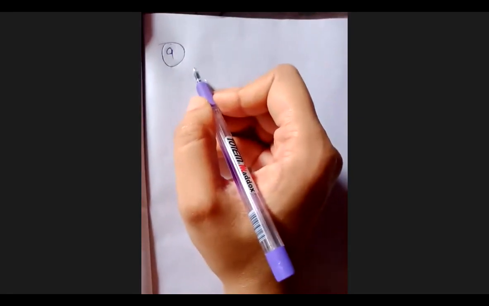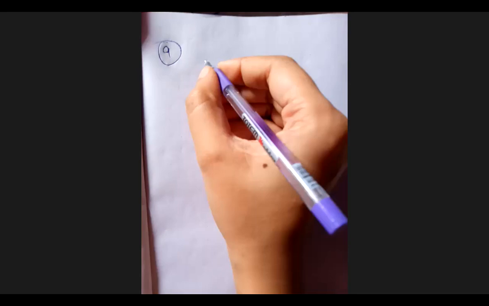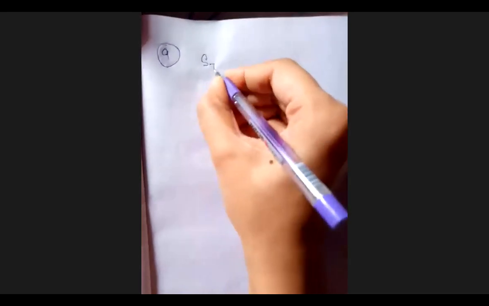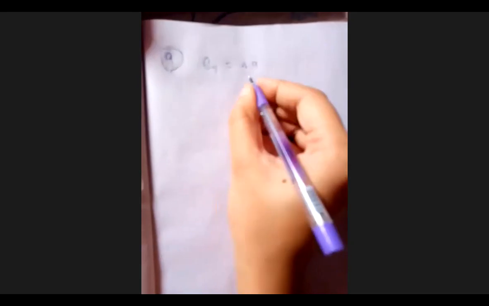So question number 9 is: if the sum of first 7 terms, it means what is given? S7, which is 49. First write what is given. Question number 9: the sum of first 7 terms of an AP is 49. We have written this according to the statement. Now that of 17 terms is 289.